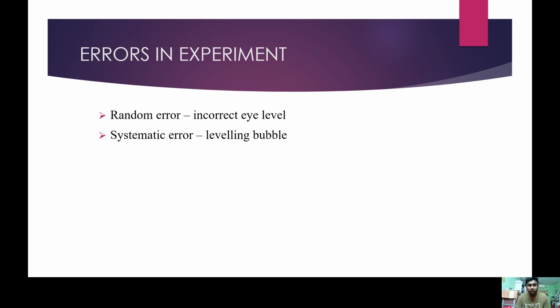There are two types of errors in the experiment. Firstly is random error, which is incorrect eye level. Secondly is systematic error, which is the leveling bubble.